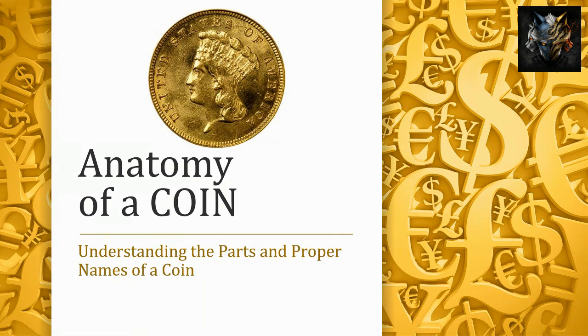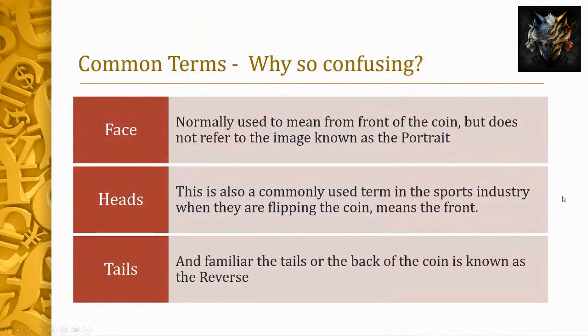So let's go ahead and start with some basic terms that everybody's familiar with. So we have face, usually meant to talk about the front of the coin, but it's not necessarily talking about the portrait of the coin. We also use face for something else, which is the face value. So when people talk about the face of the coin, they could be talking about the value of the coin. So just be aware of those.